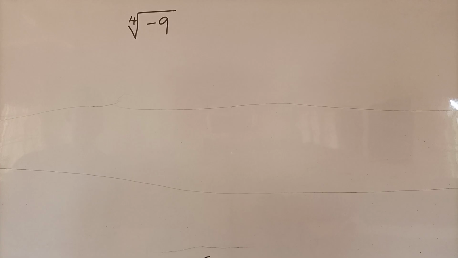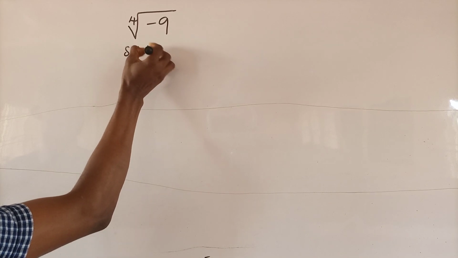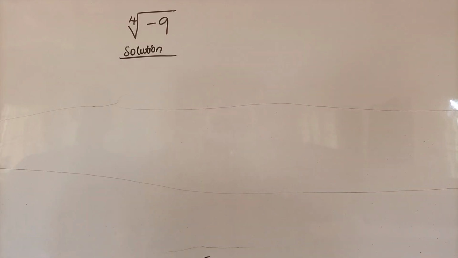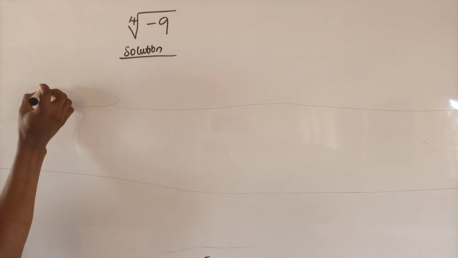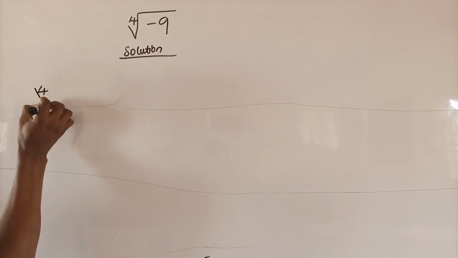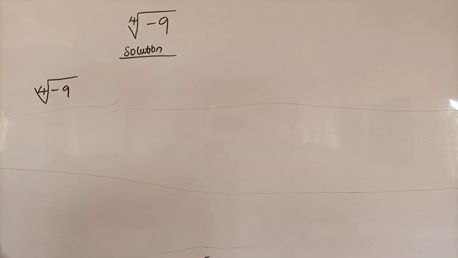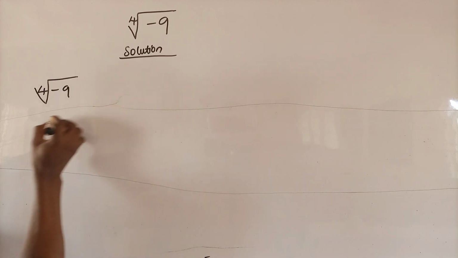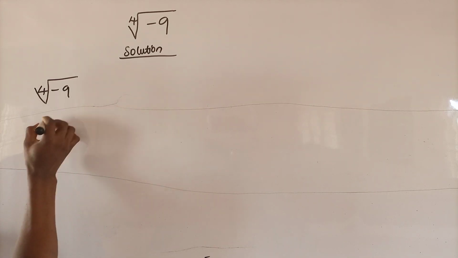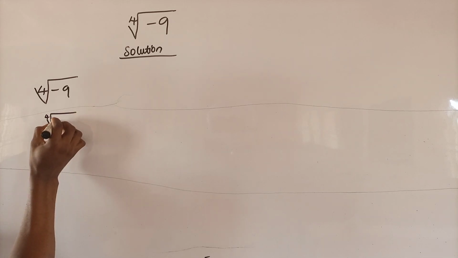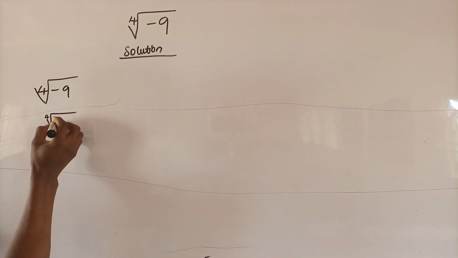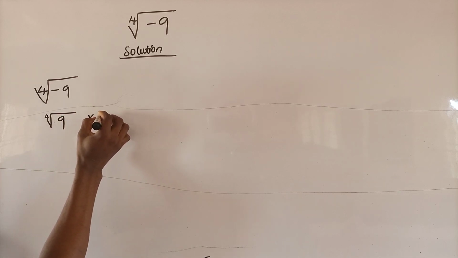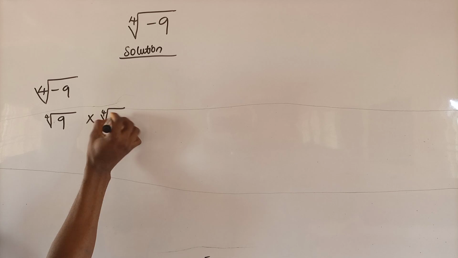So in order to solve this question, we are going to write the solution. We are going to just apply simple indices rules. This fourth root, let's rewrite the question. Fourth root of -9. This thing can be written as fourth root of 9 multiplied by fourth root of -1.